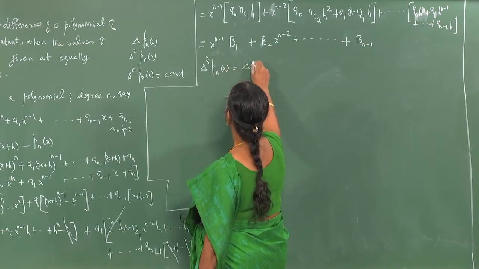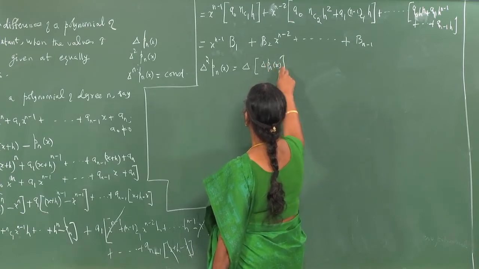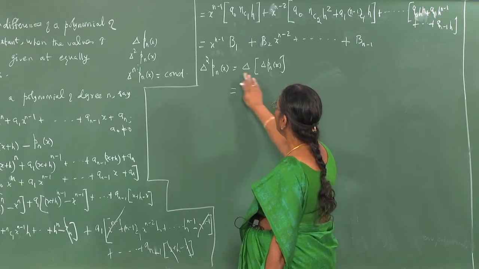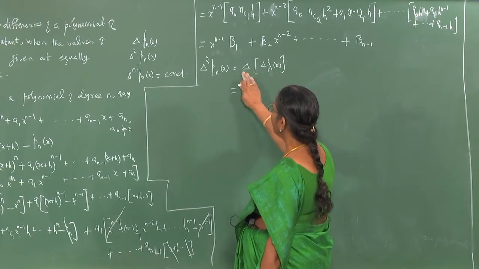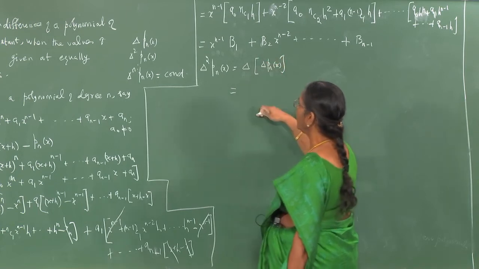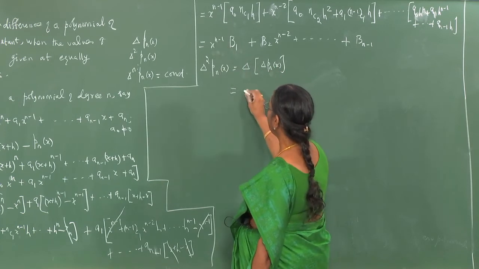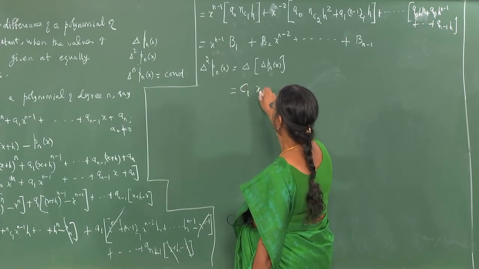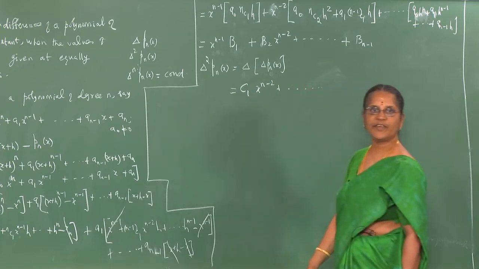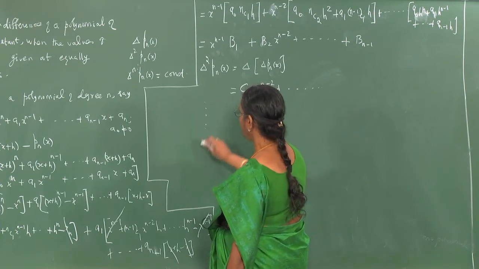So, it is delta of Pn of x. This is a polynomial of degree n minus 1. So, what do you expect to get when you take the first order difference of this? It is going to be a polynomial of degree 1 less than the earlier one. So, it is going to be some c1 into x power n minus 2 plus etc., which is a polynomial of degree n minus 2. So, I continue this process.